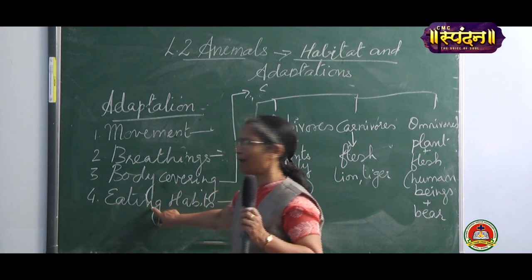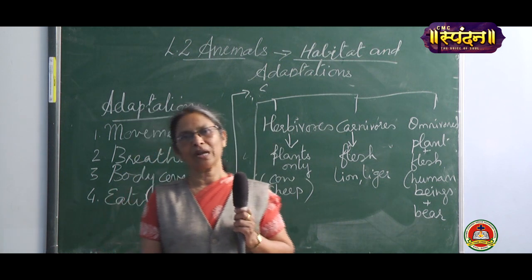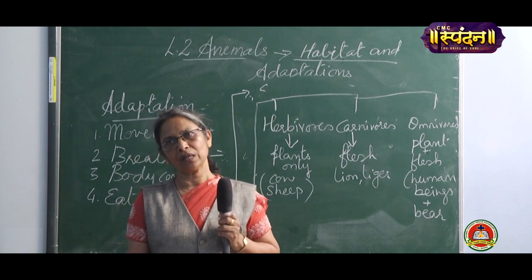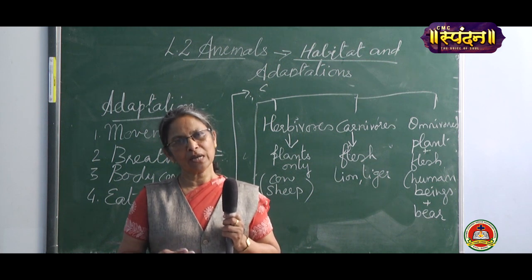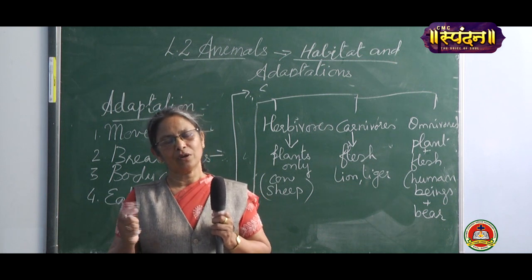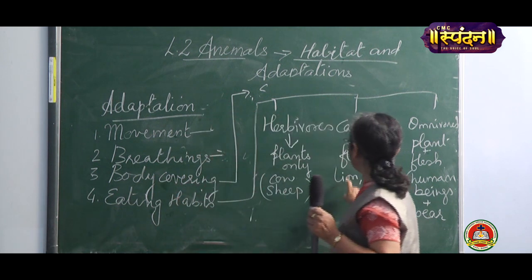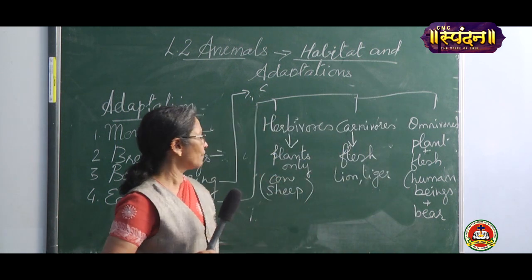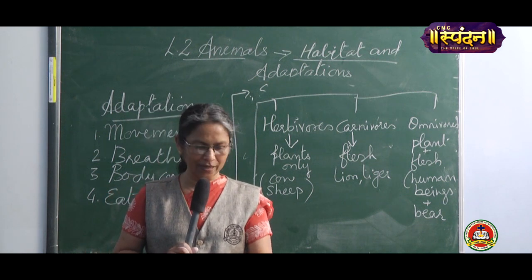Then the last one was adaptation for eating habits. Under that also we classified 3, that was herbivorous, omnivorous and carnivorous. Herbivorous are plant eating animals like cow, sheep. Carnivorous are those animals which eat flesh, children, and in that we had animals like lion and tiger, and omnivorous are animals which eat plant and flesh, children. So this much is clear to you, I hope. I'll continue with the video in the next class, children.